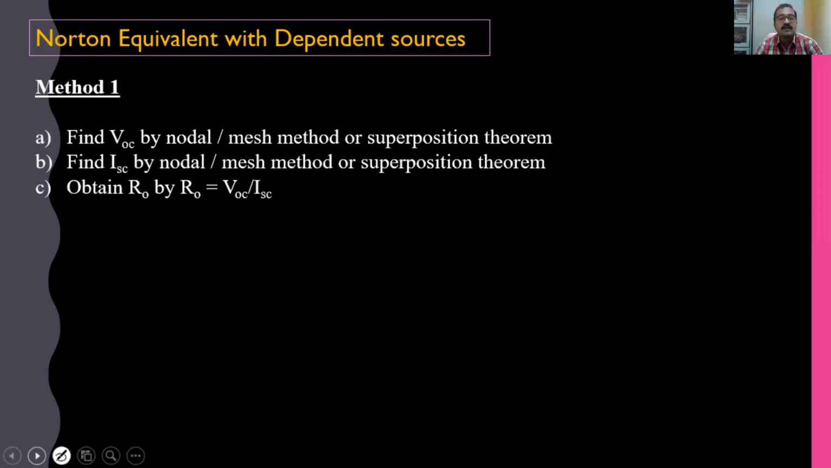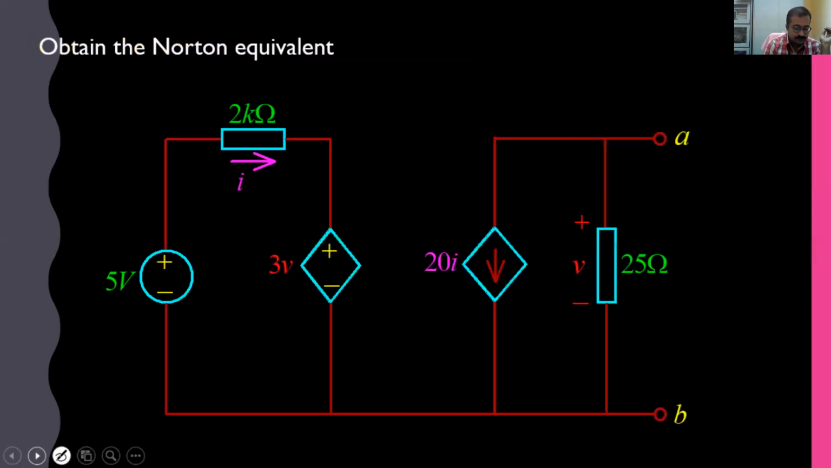Now we will consider Norton equivalent with dependent source. Keep in mind, to find the Norton or Thevenin equivalent with dependent source, the procedure is the same. Find the open circuit voltage by the nodal method or mesh method. Find the short circuit current, take the ratio to find what is RTH or RN. Let us take one problem.